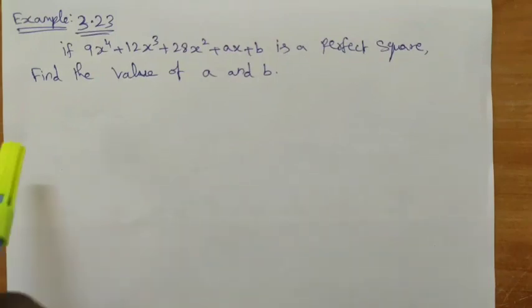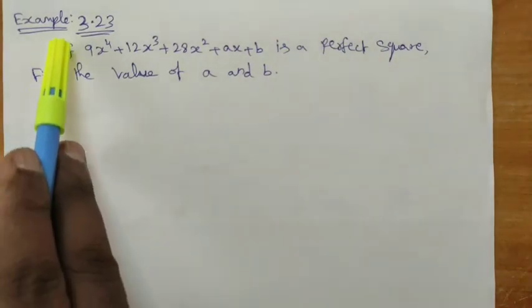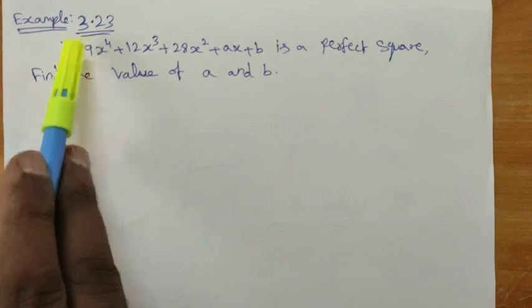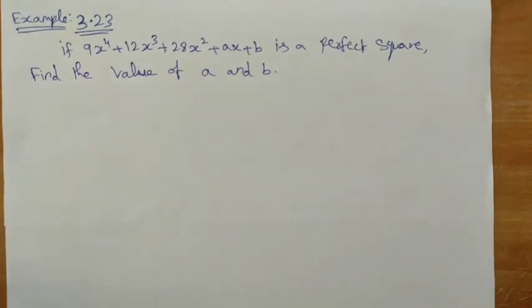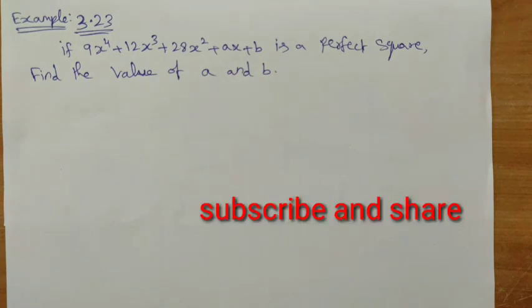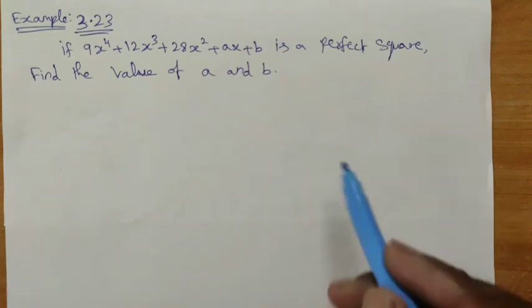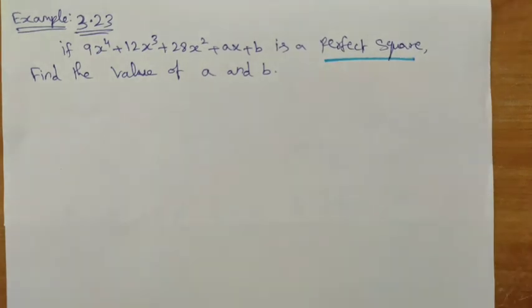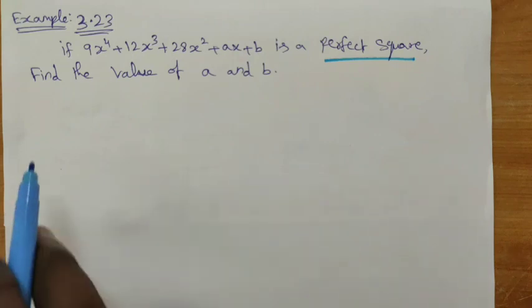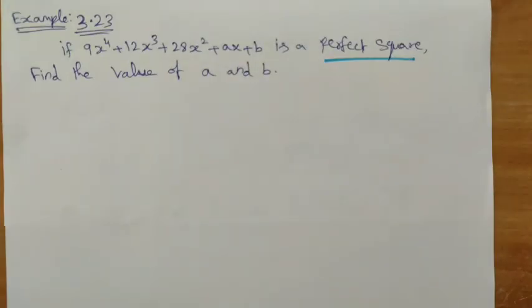Hi students, class 10, chapter 3, exercise example sum 3.23. If 9x power 4 plus 12x cube plus 28x square plus ax plus b is a perfect square, find the value of a and b. Why are they giving a perfect square?